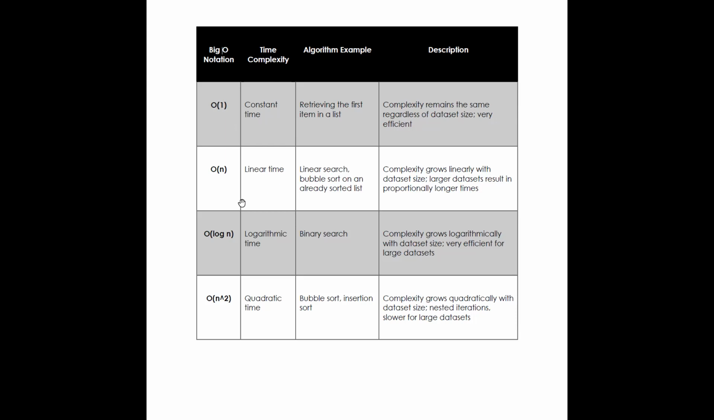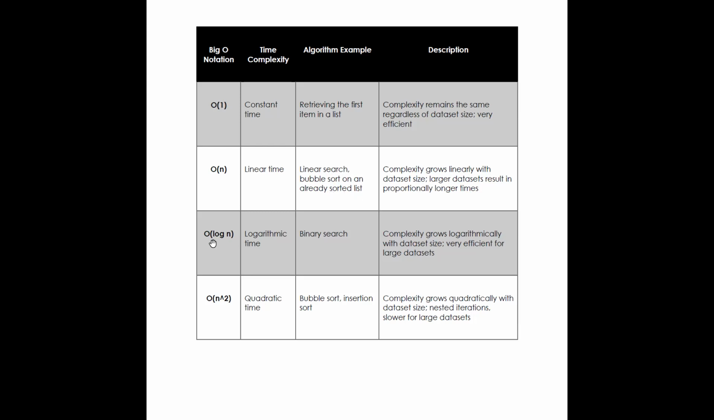O of n, linear time complexity. The algorithm's complexity grows linearly with the dataset size. Let's take linear search as an example. If the list doubles in size, the search time will approximately double as well. So, if a linear search takes 1 second to search through a list of 1000 items, it would take approximately 2 seconds to search through a list of 2000 items. Similarly, bubble sort on an already sorted list would also take linear time, as it would only need to perform one pass over the list.